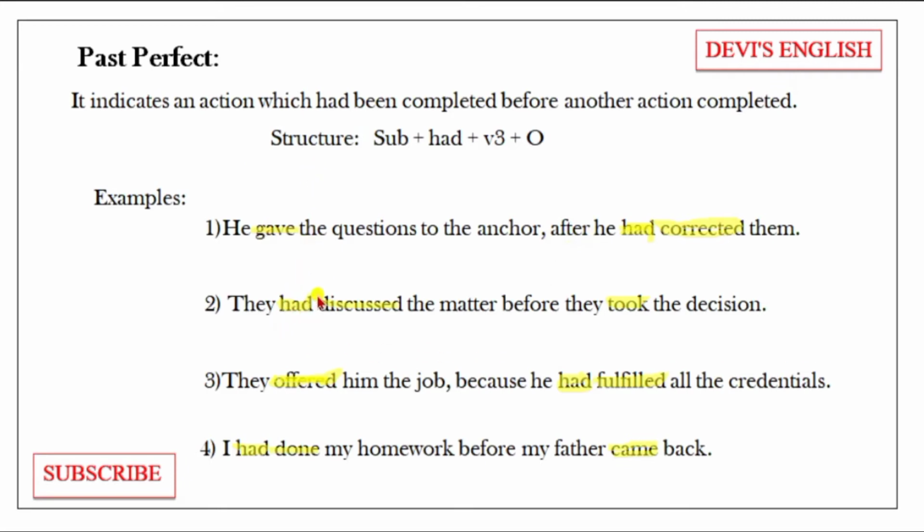Two actions completed in past. One action completed, then we construct it in simple past. Another action completed earlier, an earlier past action completed, then we are constructing past perfect tense. That is the simple past and past perfect difference. That is the difference between those two. You should keep it in your mind.